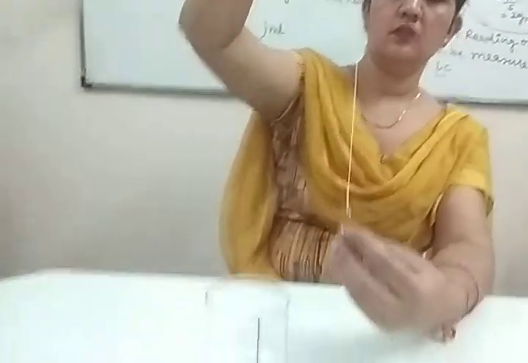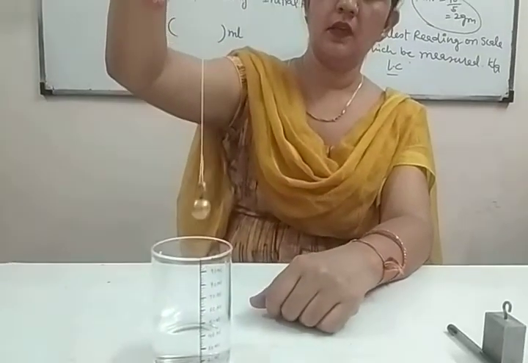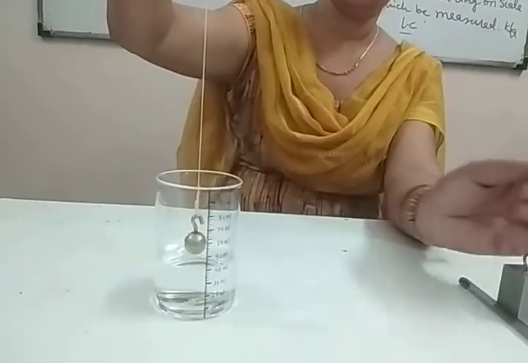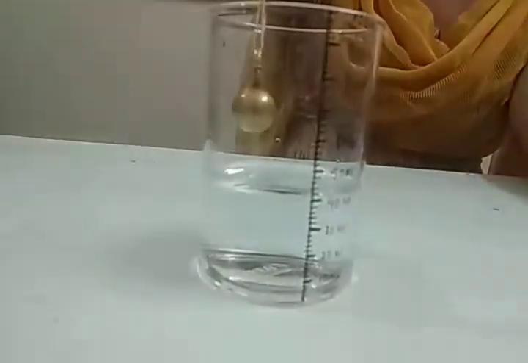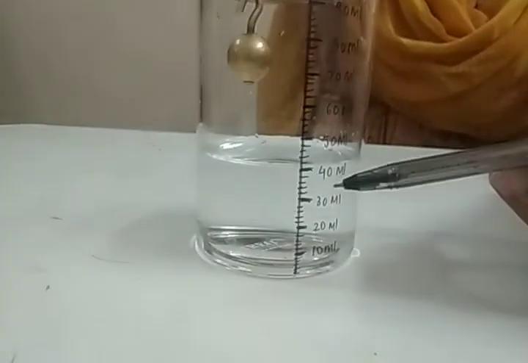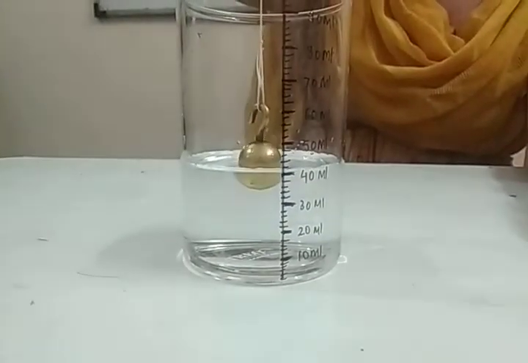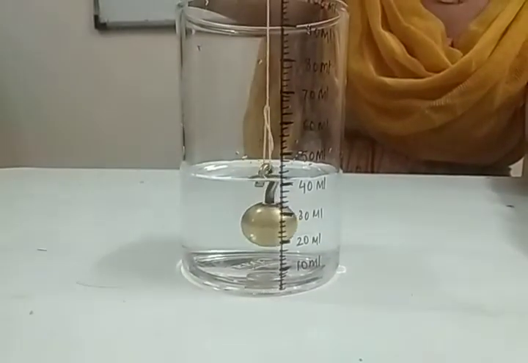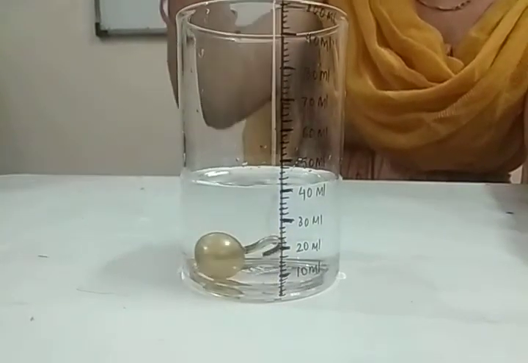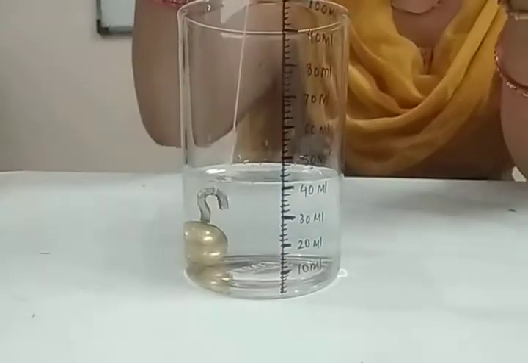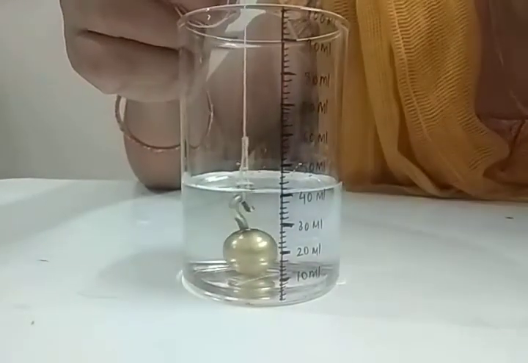Now hang this bob with the help of a thread and gently place this bob inside the water. First check the initial reading from here. The initial volume is 40 ml here, and now see the change when I am placing this bob inside the liquid. Keep it at the bottom. Now you can see that some change is in the volume. Now note down the reading here.